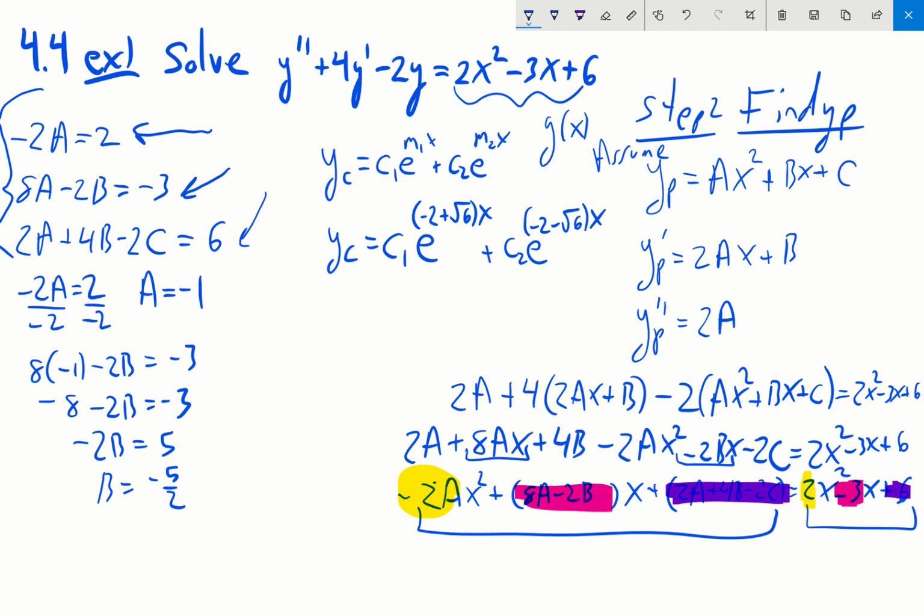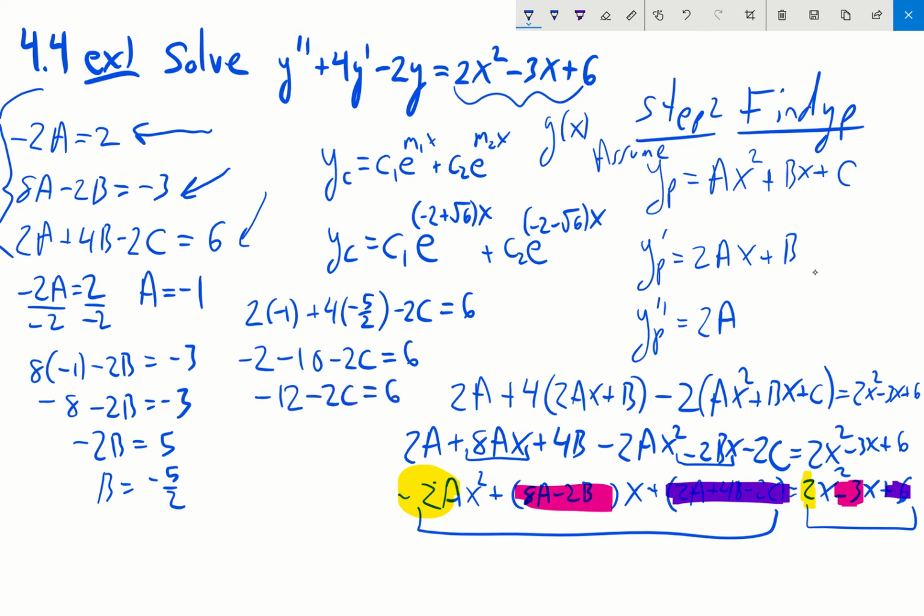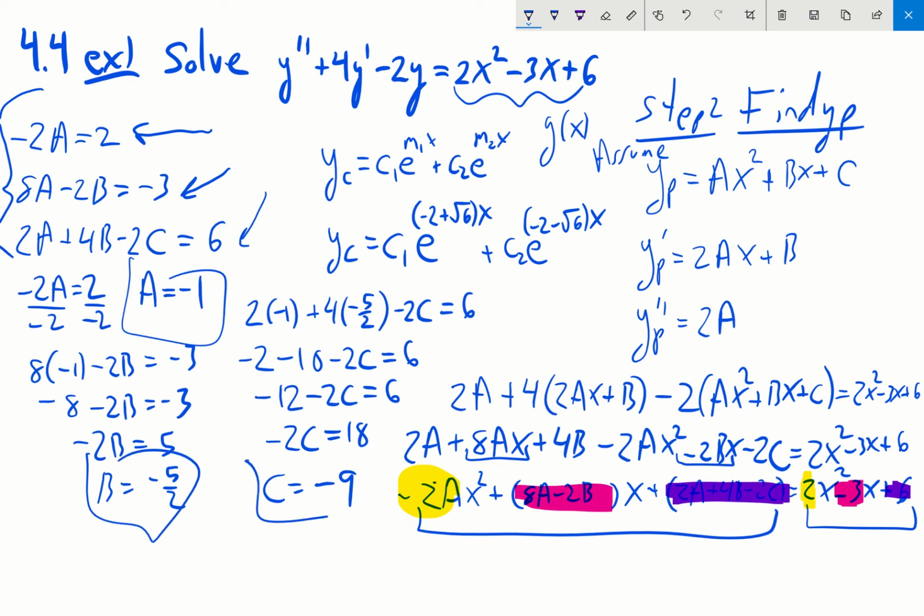And now that we know a and b, we can plug those both into the last equation in order to solve for c. Okay. So 2 times negative 1 plus 4 times negative 5 halves minus 2c should be equal to 6. So negative 2, and 4 times negative 5 halves is negative 10, minus 2c equals 6. That is negative 12 minus 2c equals 6. Add 12 to both sides. Negative 2c equals 18. Divide by negative 2, and we find that c is equal to negative 9. So we know a, we know b, and we know c.